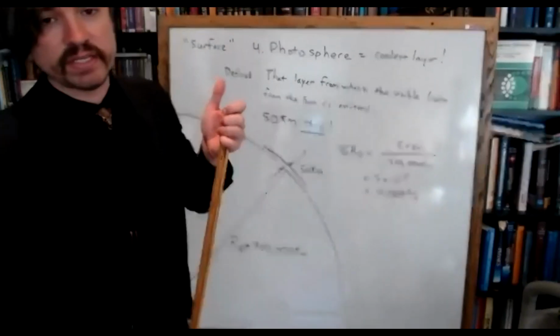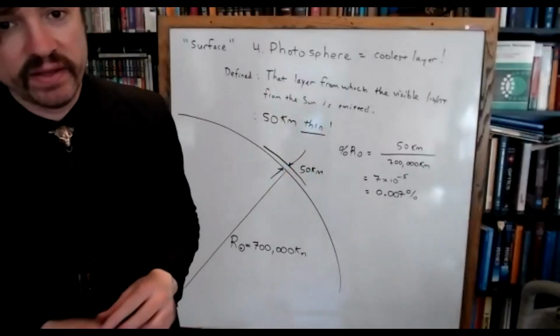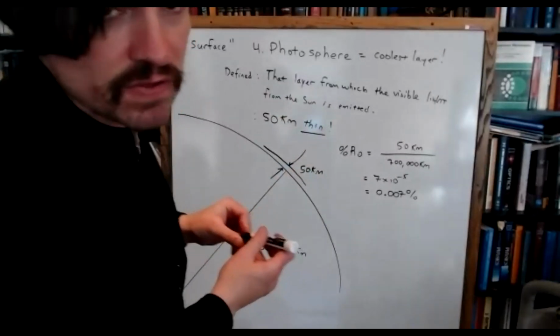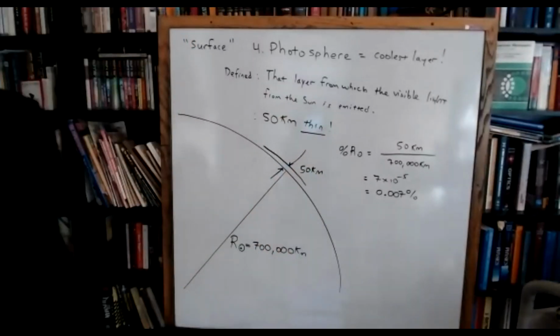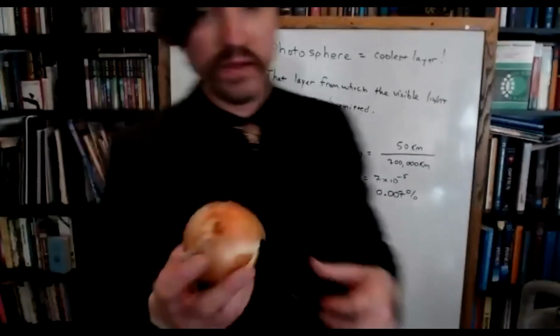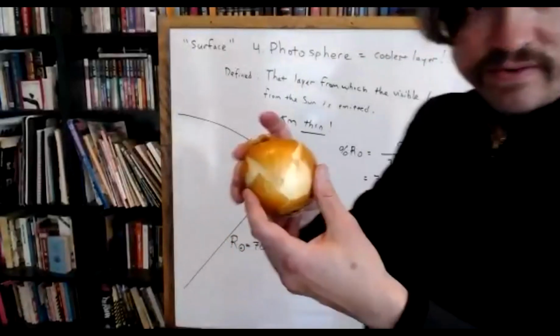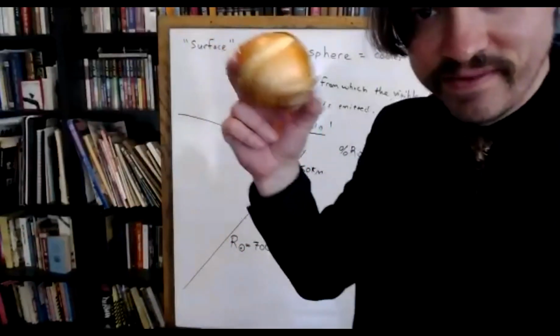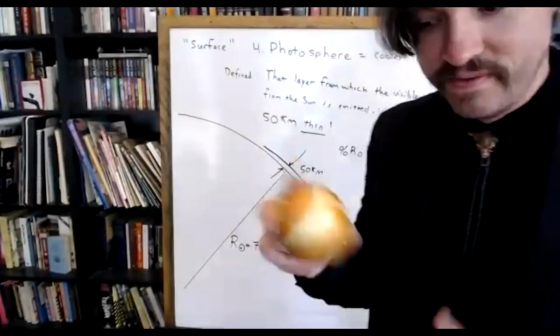I'm not sure that you guys can appreciate just what this means. So let's try to do an analogy and compare it to something. Hold on a sec. What if the sun were scaled down to the size of a yellow onion, like this one that I got from my kitchen here.